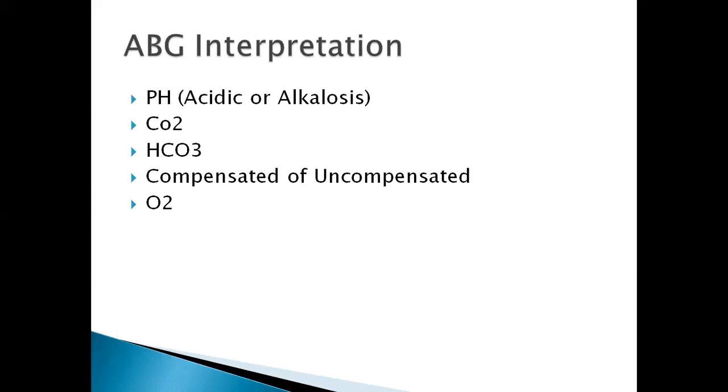As far as ABG interpretation goes, the first thing I like to do when I have a blood gas presented in front of me, or I'm running a blood gas, is look at the pH. Immediately, if it's below 7.35, I can establish that it's acidic. If it's above 7.45, I can establish that it's alkalotic.